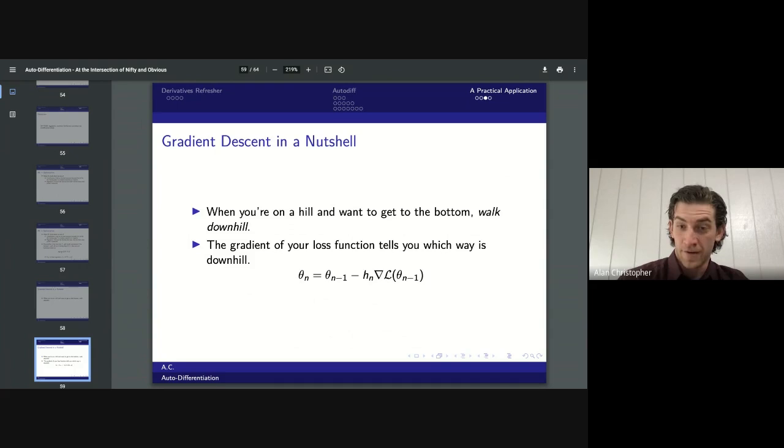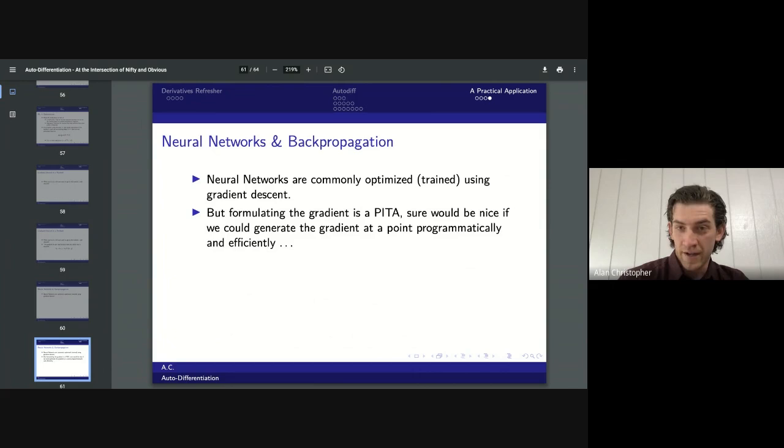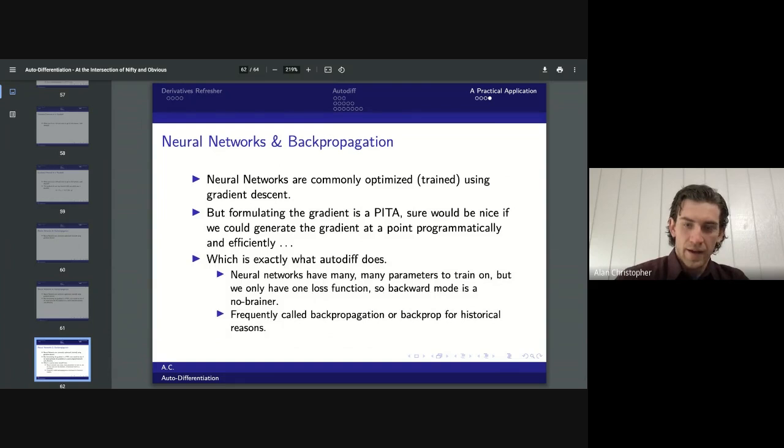And that is very frequently how things are trained. How neural networks specifically are trained is with some variant of gradient descent. Trouble is that formulating our gradient for our neural network is kind of a pain. So it would sure be nice if we could generate it at a point programmatically and efficiently, even if we've got, say, a recurrent network where one layer is feeding back into a previous layer and therefore we've got looping, and we can't, even if we wanted to, get a closed form out of it. And if we've been paying any attention at all, we will recognize that that's what autodiff is.